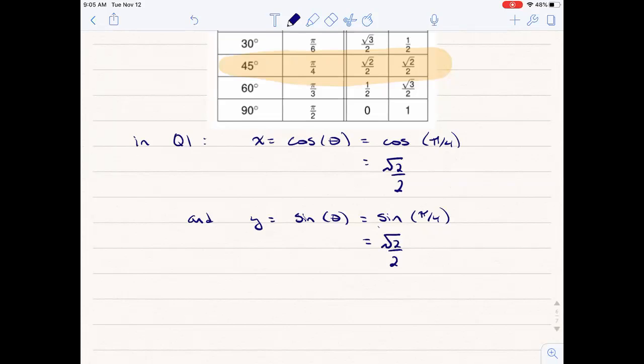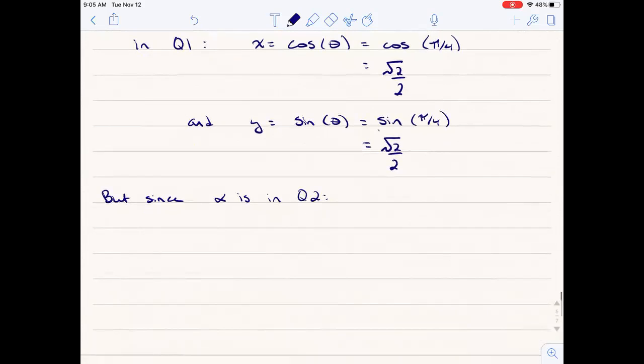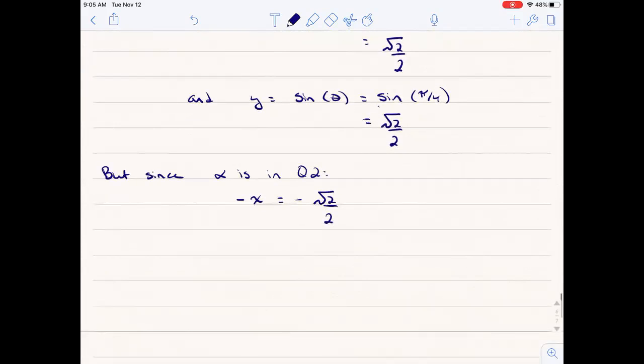So are we not finding the exact quadrant it's in? Yeah, so I'm just saying, okay, we can grab these numbers, but those are only for Q1. But since alpha is in Q2, we need to have negative x, which is negative root 2 over 2, and positive y, which is root 2 over 2.